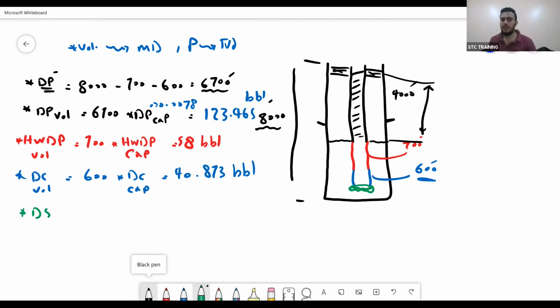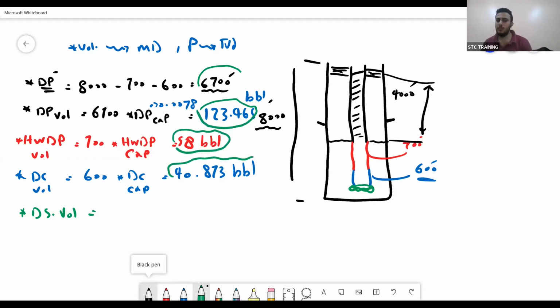drill string volume, we need to add all of these parameters: the section of drill pipe, this one, plus the section of heavy wall drill pipe, plus the section of the drill collar. Say we're adding the three sections, so we get, for example, about 218.345 BBL. Okay, say we get the volume.